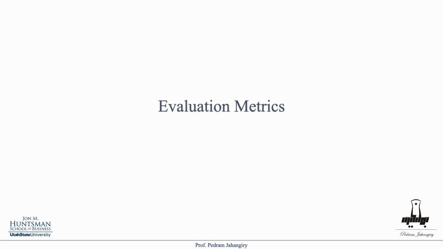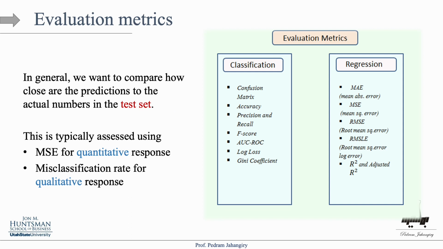next part, evaluation metrics. Now that we know what the machine learning models and the ingredients are, let's talk about how we can compare those models with each other, right? Basically, let's talk about evaluation metrics. In general, we want to compare how close the predictions of a model are to the actual numbers in the test set, a set that the model has not seen before, okay?